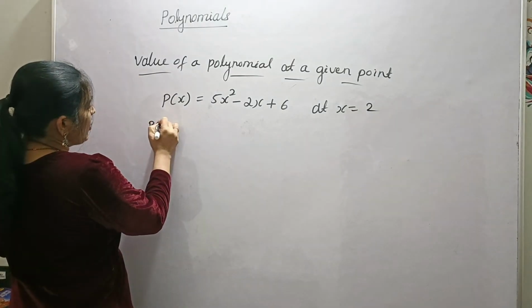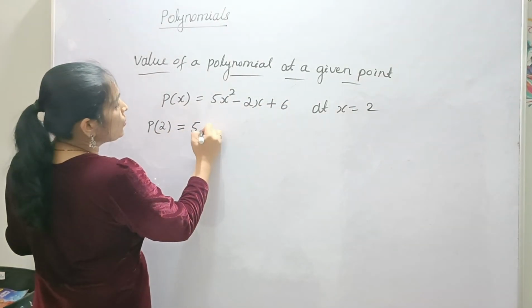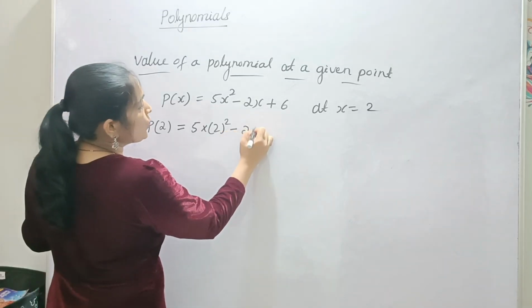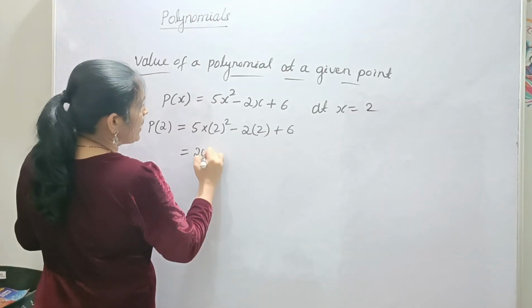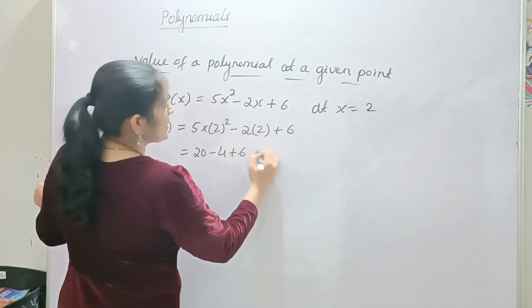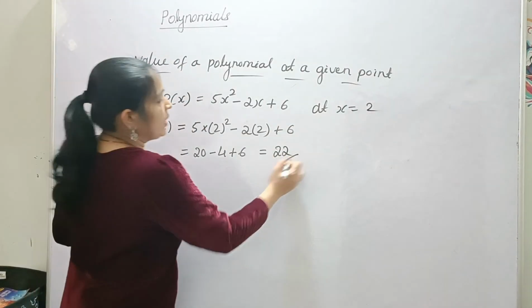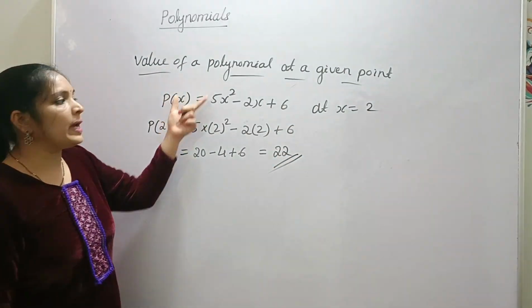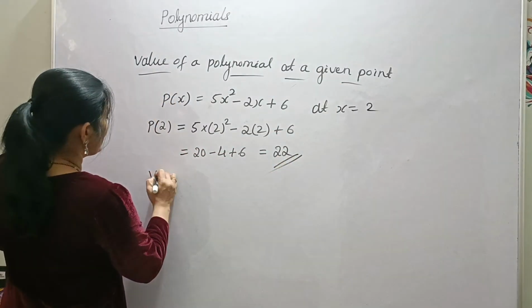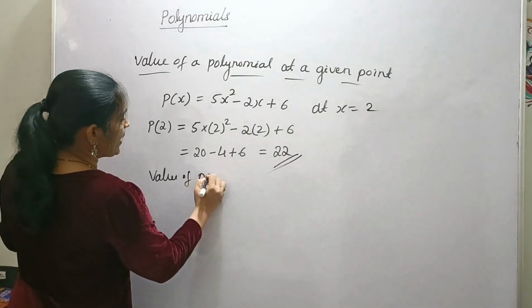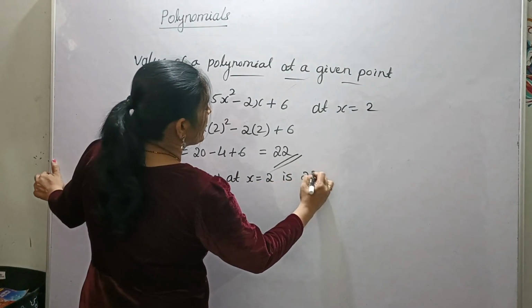So p of 2 is equal to 5 into 2 square minus 2 into 2 plus 6. That is 5 into 4, 20, minus 4 plus 6. That is equal to 16, 22. So here the value of this given polynomial at x is equal to 2 is 22. The value of p of x at x is equal to 2 is 22.